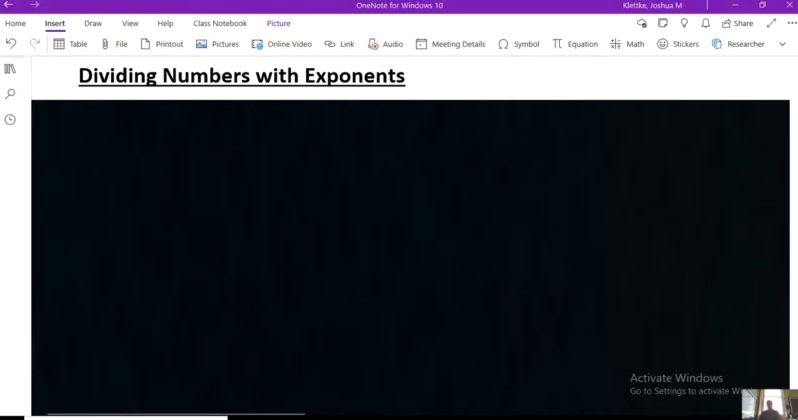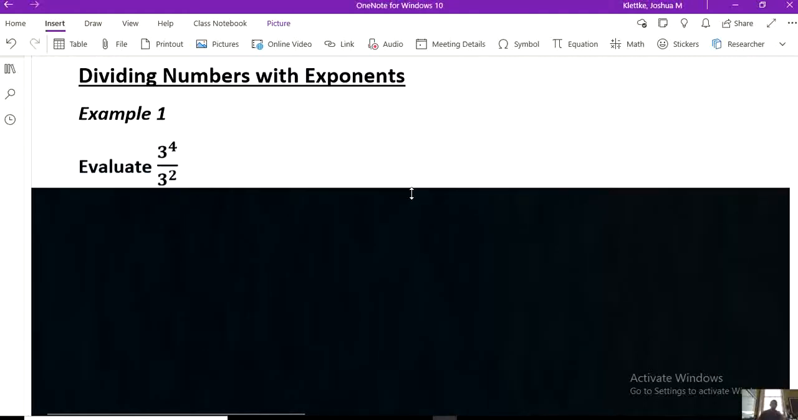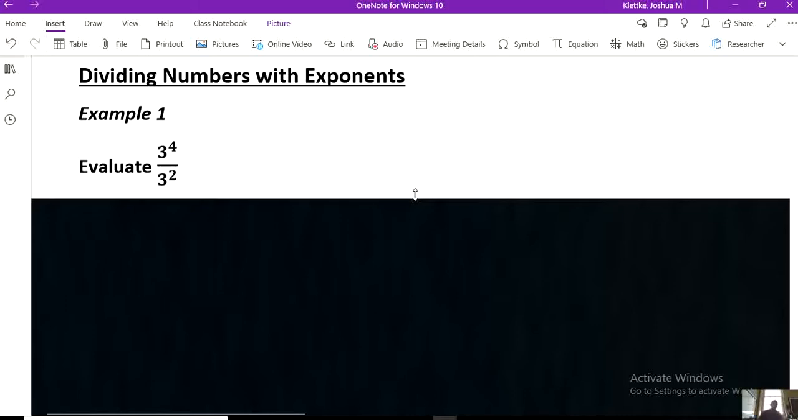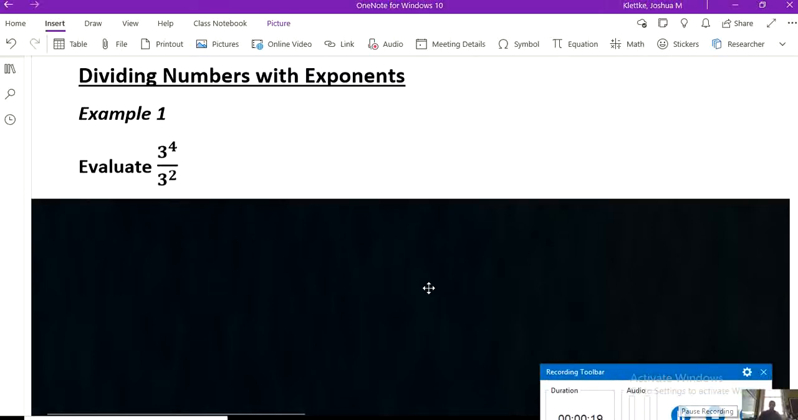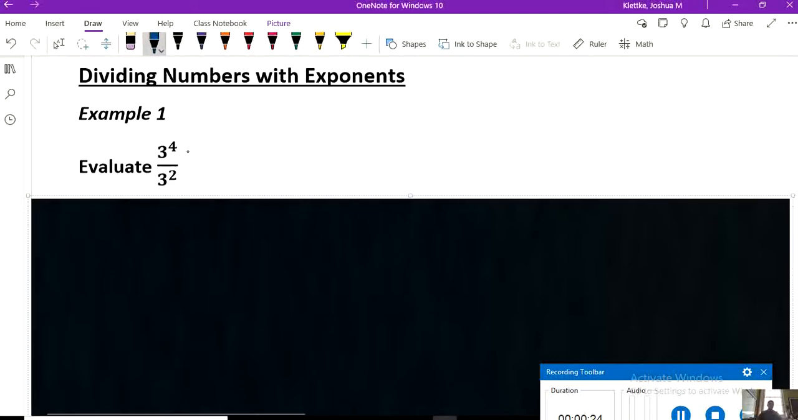Okay guys, we're going to cover dividing numbers with exponents today. So to get us started, let's look at an example. This is what I mean by division. Please remember when you see a fraction bar, that means division. So here's our fraction bar. That means divide. If you didn't know that, good idea to write it down.